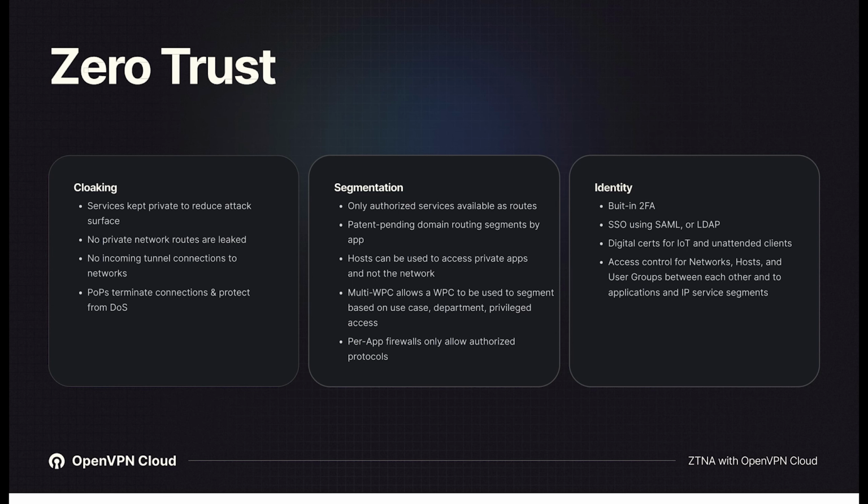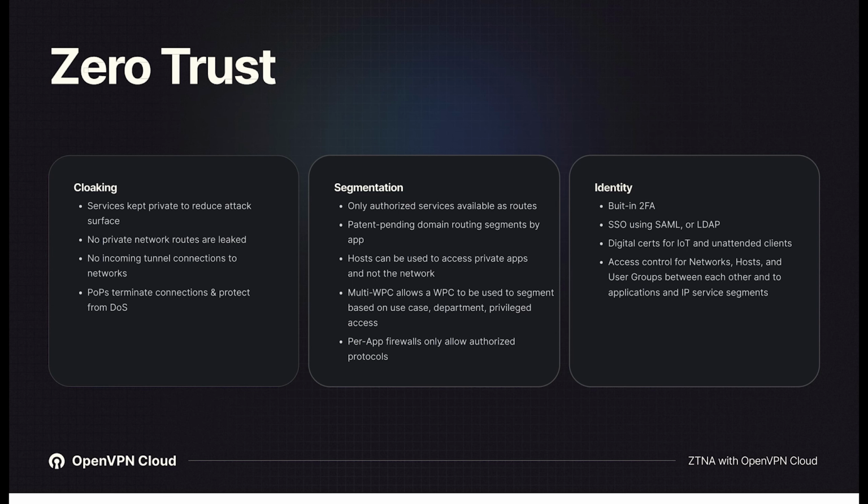Multi-WPC allows a WPC to be used to segment based on use case, department, privilege access, and so on. And then obviously the per-app firewalls only allow authorized protocols to have access. Zero Trust Network Access, or ZTNA, creates secure boundaries around resources. Typically, legacy VPN will push the entire route of a private network to every client, but OpenVPN Cloud automatically microsegments the network based on the configured IP services and their authorized users. So when a user connects, it then sends routes to just the authorized microsegments.